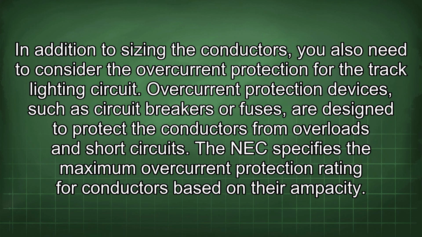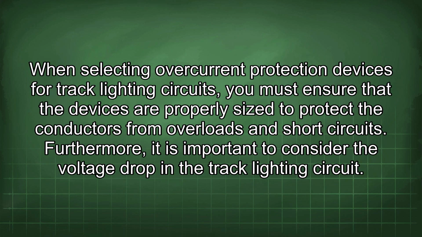In addition to sizing the conductors, you also need to consider the overcurrent protection for the track lighting circuit. Overcurrent protection devices, such as circuit breakers or fuses, are designed to protect the conductors from overloads and short circuits. The NEC specifies the maximum overcurrent protection rating for conductors based on their ampacity. When selecting overcurrent protection devices for track lighting circuits, you must ensure that the devices are properly sized to protect the conductors from overloads and short circuits.